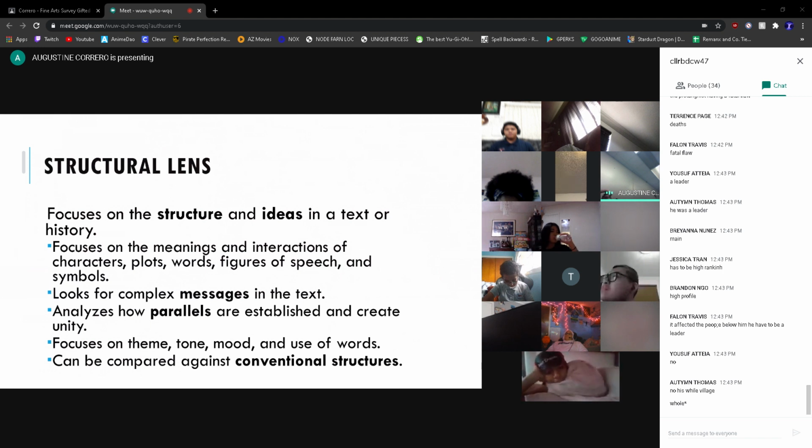It analyzes how parallels are established to create unity. I'm telling the story, but I'm also commenting on the story some kind of way. It focuses on theme, tone, mood, and use of words. And just like when we decided if Oedipus was a tragedy, it can be compared against conventional structures. If we know what makes it a horror movie, if we know what makes it a rom-com, we can compare it to other rom-coms and see if that's what it is. So take a minute to write these notes down because you're going to want to use this structural lens in the future.